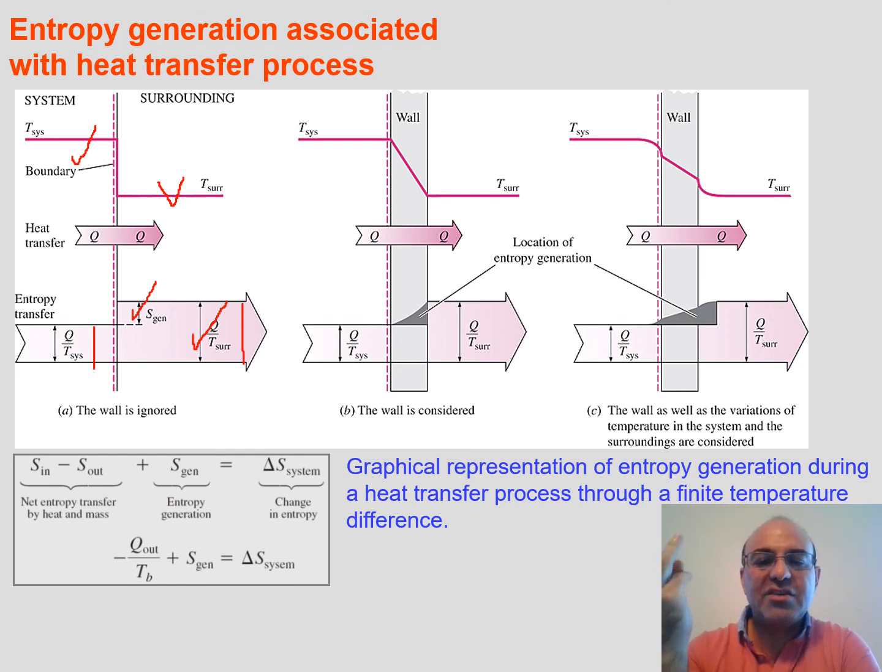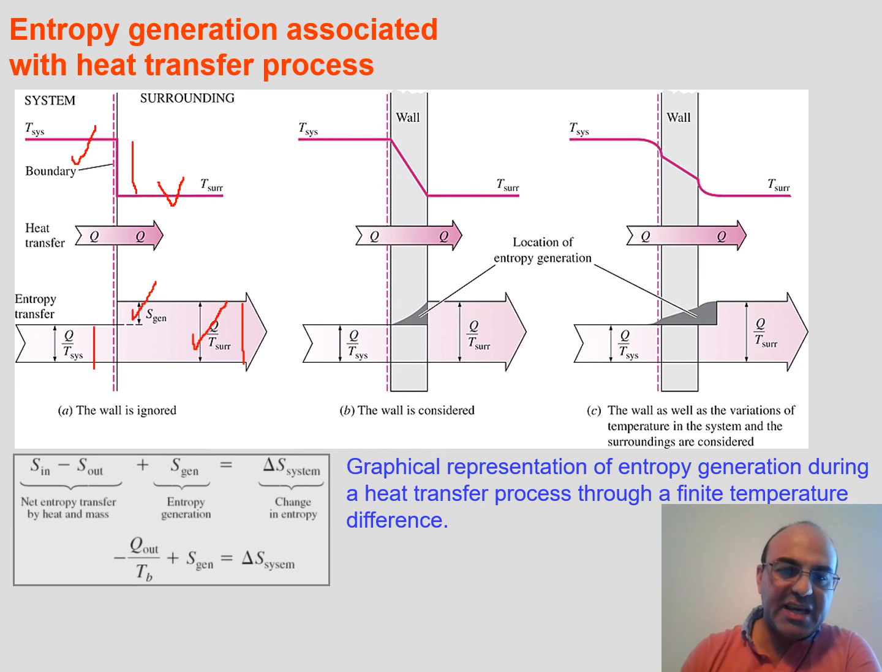So heat transfer does two things. First of all, the definition of entropy is based on heat transfer itself. So when we do have heat transfer, we generate entropy, delta S. In addition, if the heat transfer is associated with a finite temperature difference, a delta T that you see here which is non-zero, then this process is not reversible, and as a result some entropy will also be generated because of this temperature difference. So that's why Q over T sys plus entropy generation is equal to Q over T surrounding.